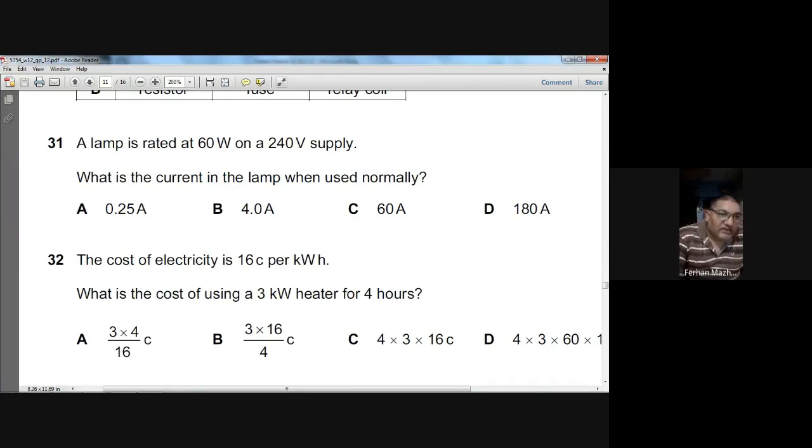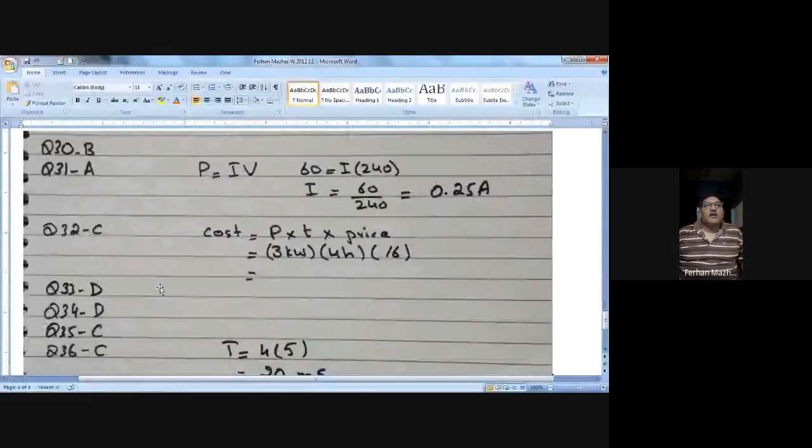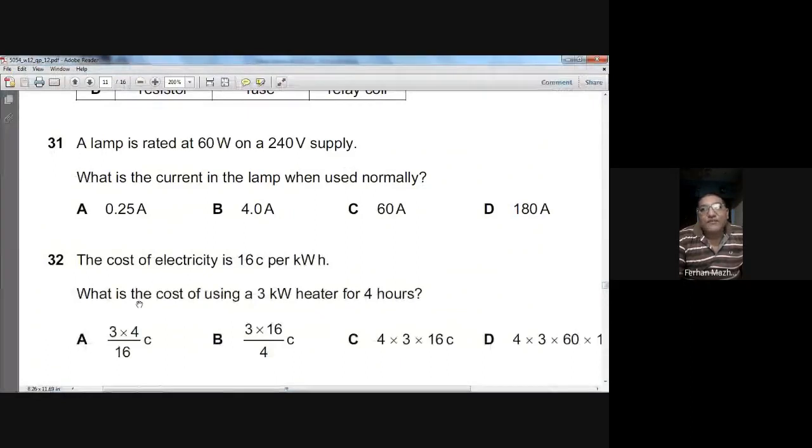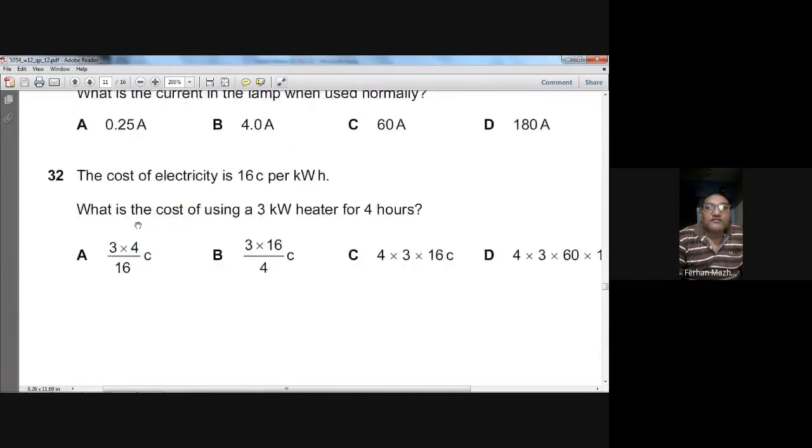And you can do this calculation. I have also done this calculation. Let me show you on your screen. Question number 31 is showing P is equal to IV. I put the value of the power and the voltage, 60 divided by 240. The answer is 0.25 amp. And the option is A. For question number 31, a very straightforward, simple question on the power formula. Power is equal to IV. Option is A, question number 31. Simple. I hope you have understood.